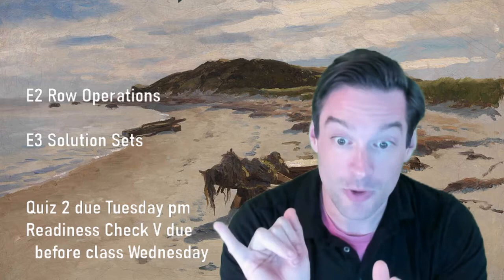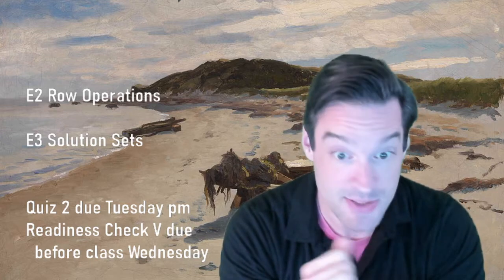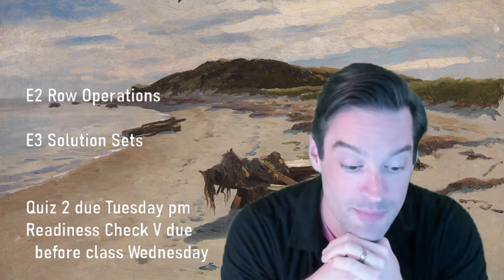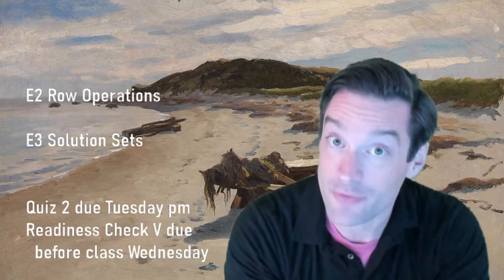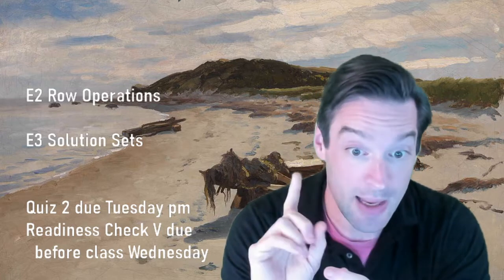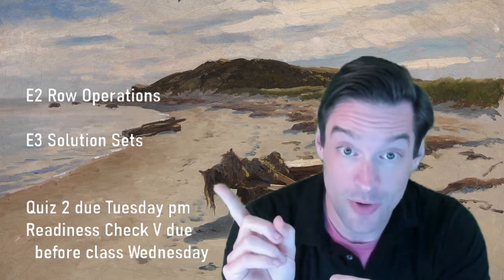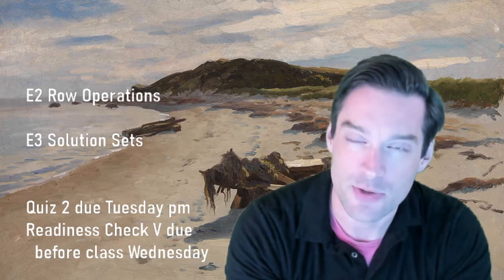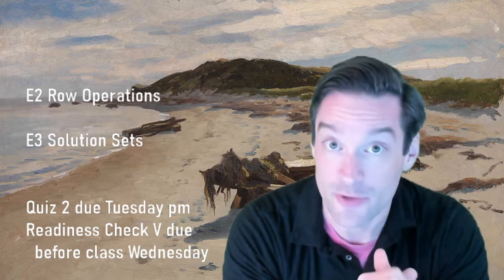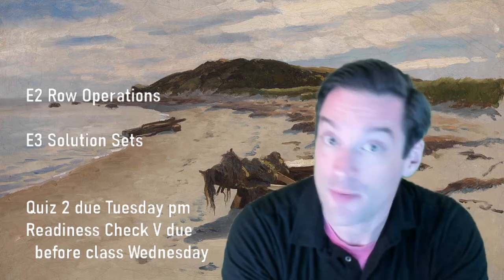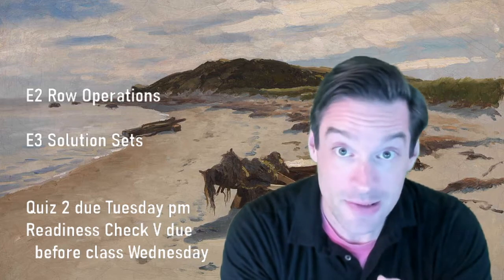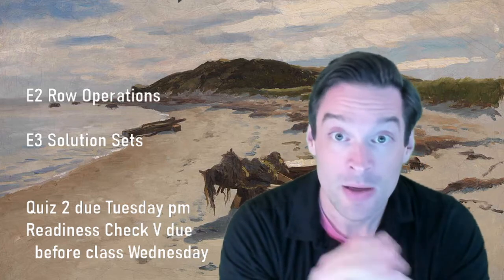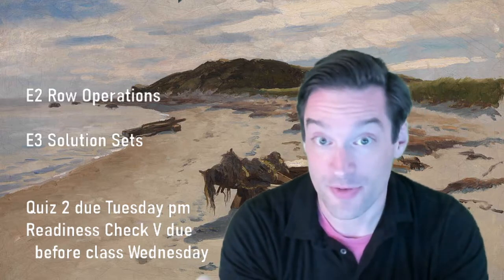Quiz number 2 will be available in Canvas after class today. It will cover these two topics. So row operations to discover what's called the reduced row echelon form of an augmented matrix, and solution sets. So being able to describe the set of all possible solutions to a consistent system of linear equations using what we call parametric vector form. We got a little taste of that at the very end of our class a week ago. And so that's probably going to be where we pick up the story today.